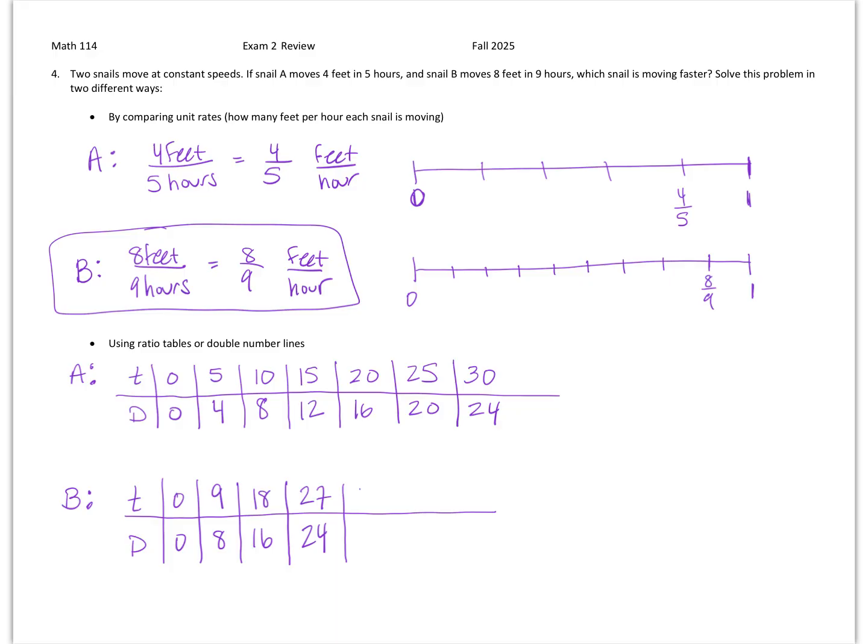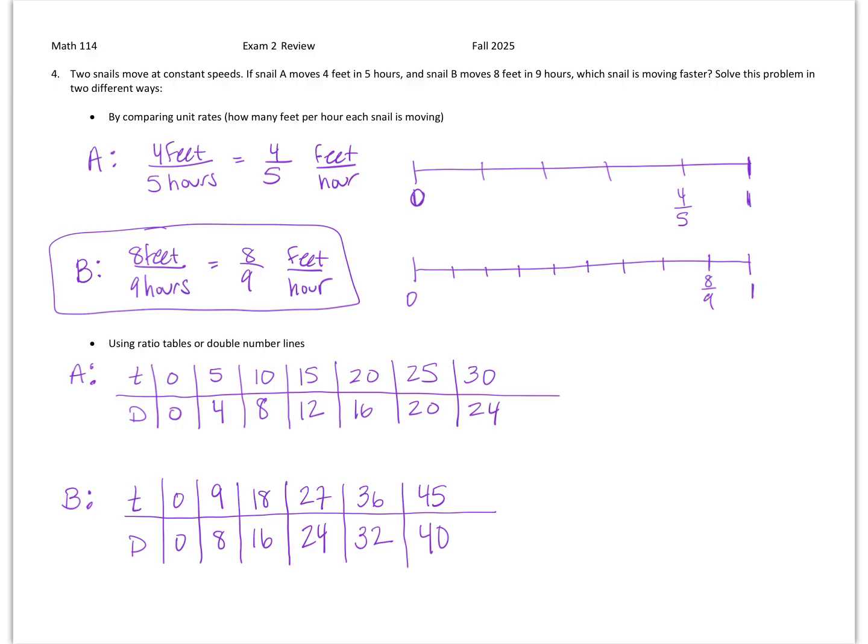27 plus 9 more hours is 36 hours. 24 plus 8 more feet is 32 feet. Maybe I'll just do a couple more. 36 plus 9 more hours is 45. 32 plus 8 feet is 40.